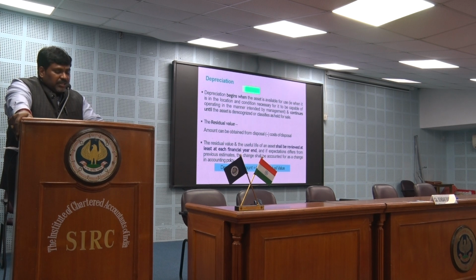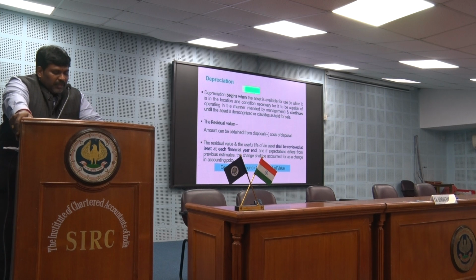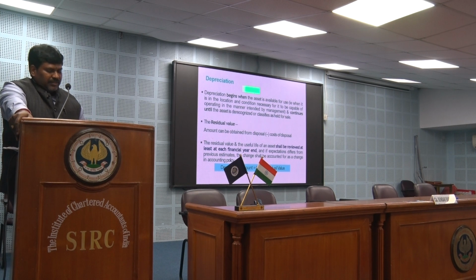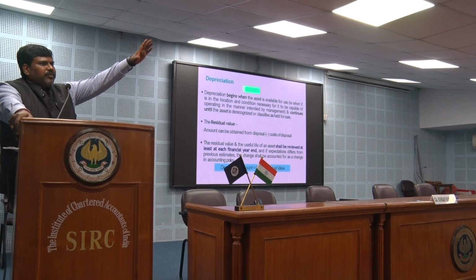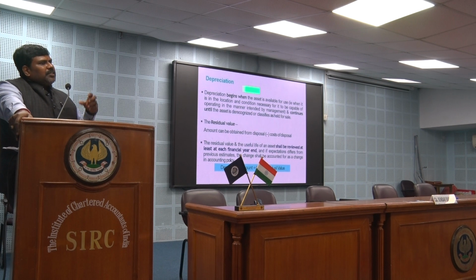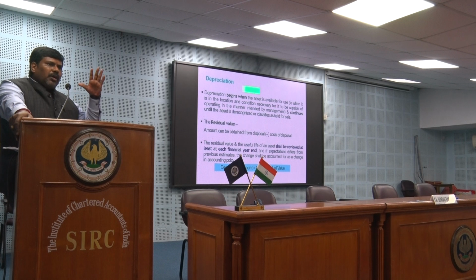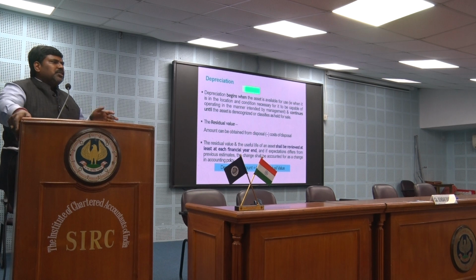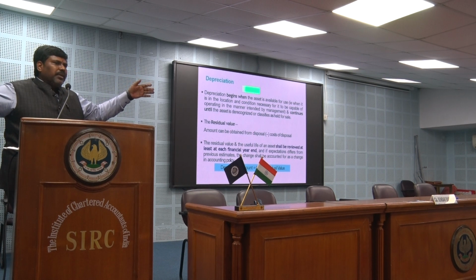That is, when it is in the location and condition necessary for it to be capable of operating in the manner intended by management, and it continues until the asset is de-recognized. The residual value is the value that it would fetch upon disposal of an asset, upon the expiry of the useful life or upon expiry of the project, minus the expenditure that would be incurred for the purpose of disposal. So you have to arrive at something called the depreciable amount. The cost minus this residual value is the depreciable amount, and that depreciable amount is what you need to write off over the useful life.